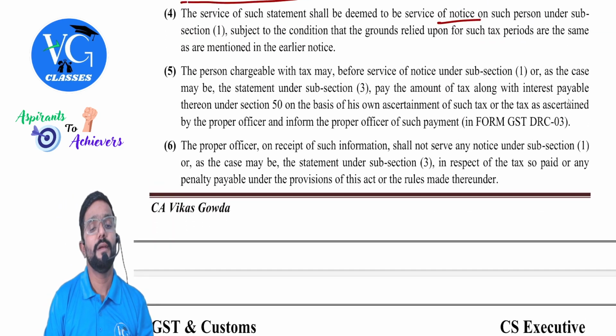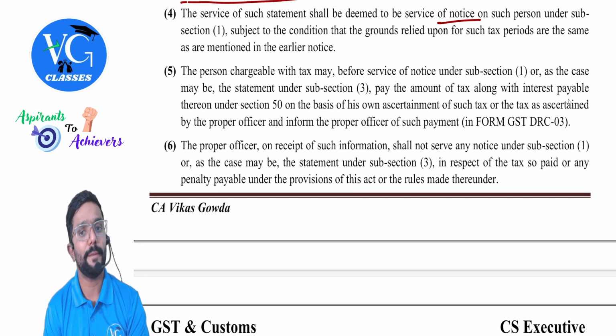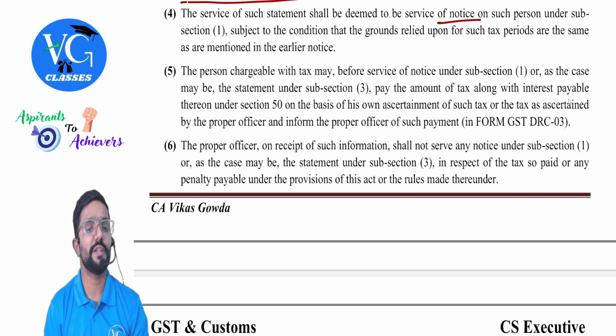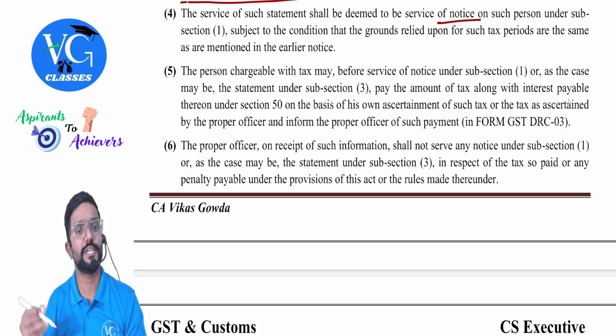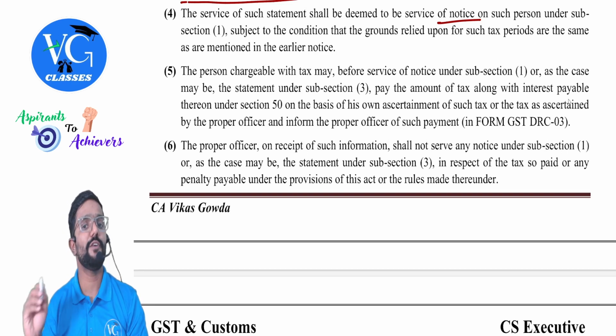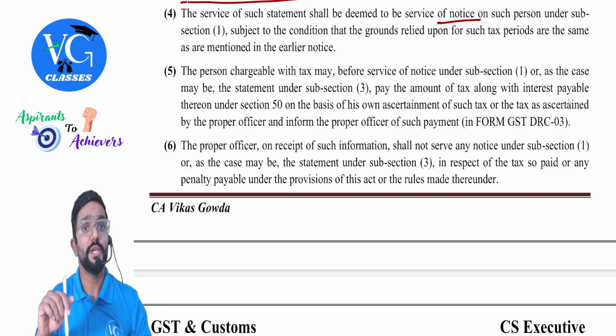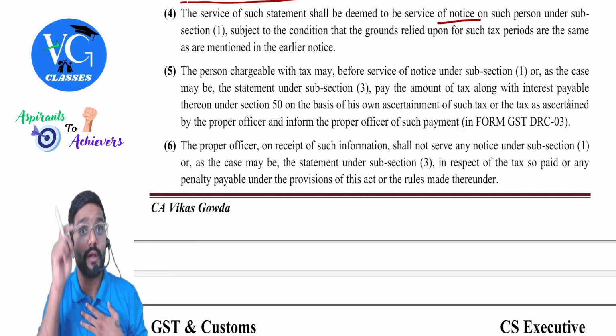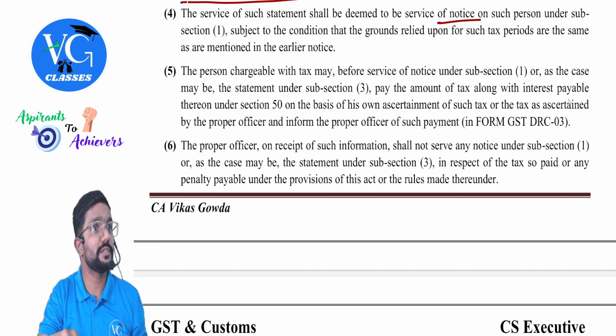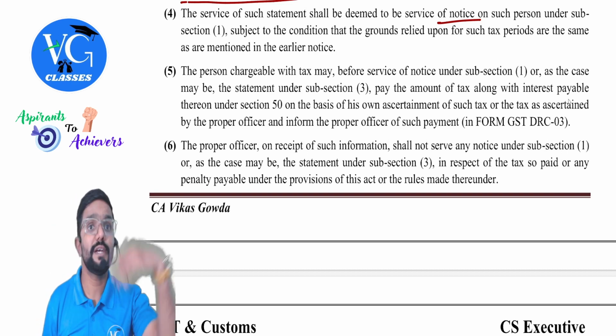Subsection 5. The person chargeable with the tax may, before service of notice under subsection 1, or as the case may be, the statement under subsection 3, pay the amount of tax along with interest payable thereon under section 50 on the basis of his own ascertainment of such tax or tax as determined by the proper officer, and inform the proper officer of such payment. That is in GST DRC 03. I told you, even before this notice thing starts, sir, I already got a smell that the proper officer is getting ready to give notice. So I myself calculated and I paid, sir.